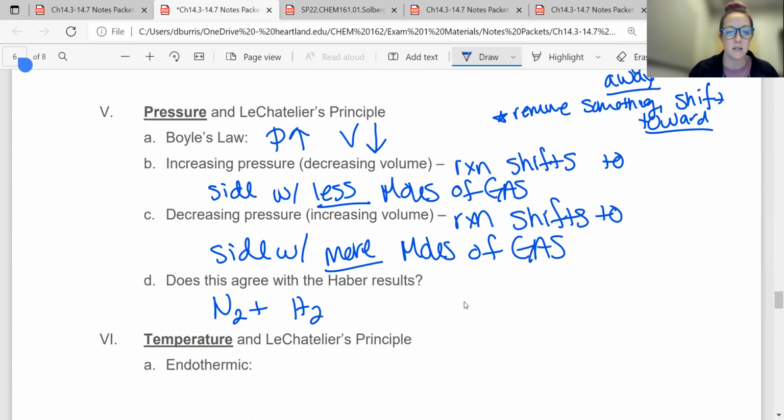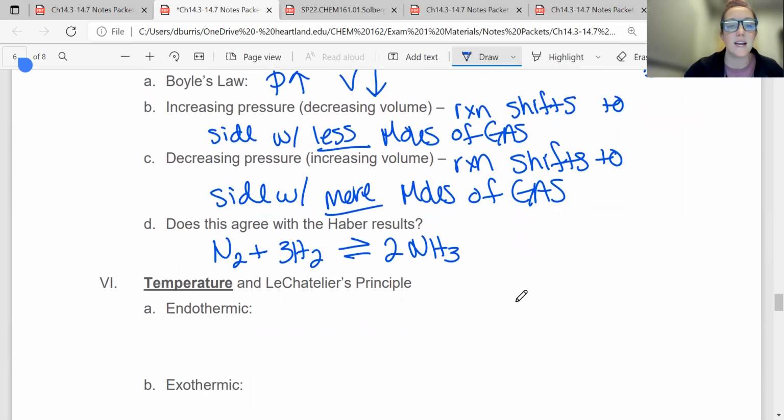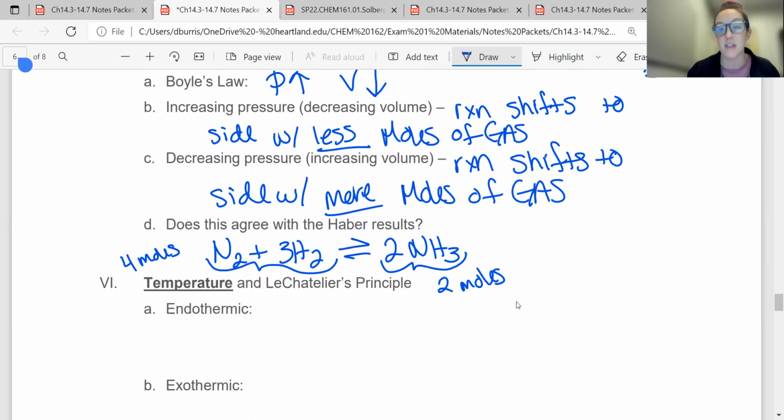So, right, this was the Haber process, and they're all gaseous. Okay, so I want you to look at this. The total moles on the reactant side are 4 moles of gas, okay, 1 N2 and 3 H2s. Whereas the total moles on the product side of gas are 2. So it's going to shift whichever way depending on the pressure.